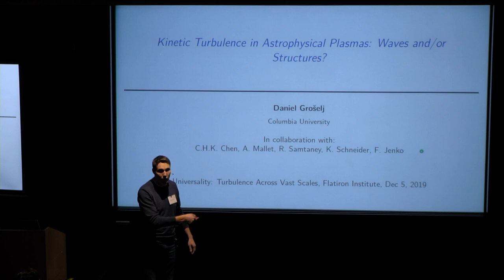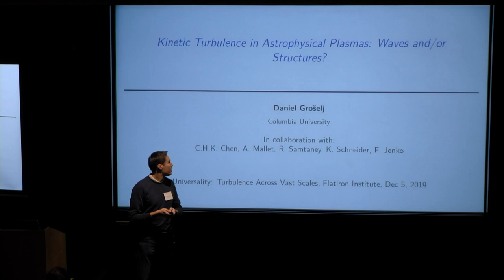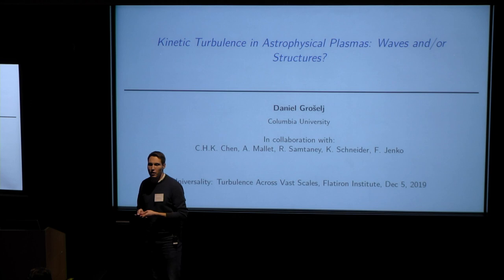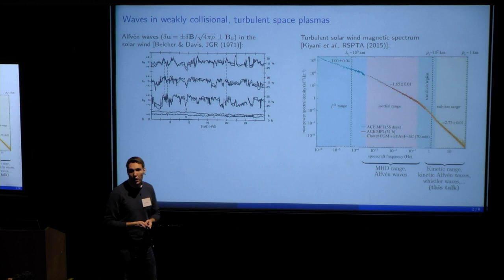So as the title of this talk obviously indicates, I'm going to talk about kinetic turbulence in astrophysical plasmas, and in particular about waves and structures that we can find in this type of turbulence and how they might be related to each other or maybe not. So I'm going to start with waves. And in particular, in this talk, I'm going to focus on solar wind turbulence.